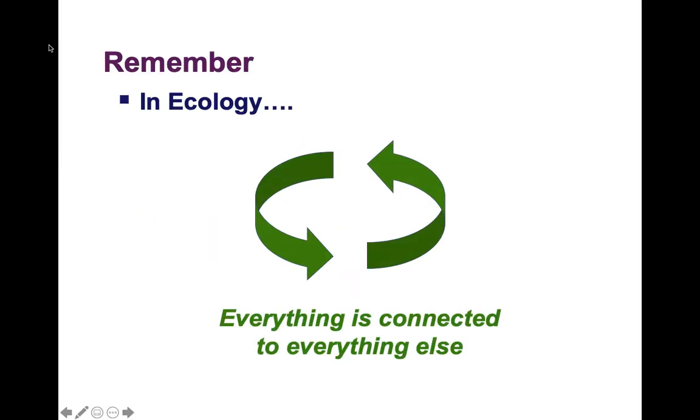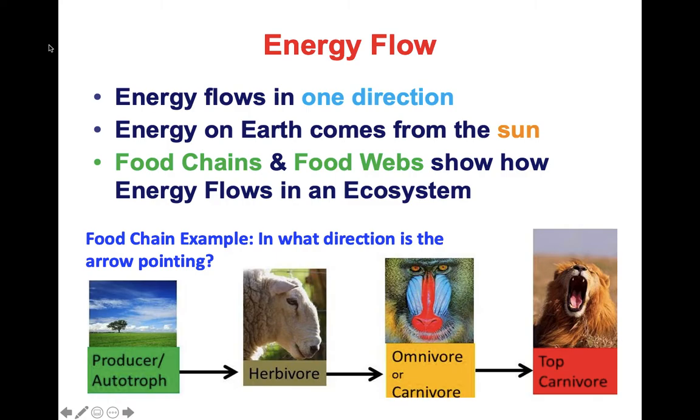So let's remember that in ecology, everything is connected to everything else. So this is one of the important themes that we've been looking at since the beginning of the unit. So what is energy flow? So we need to know that energy flows in one direction and that energy on Earth comes from the sun. Food chains and food webs show how energy flows in an ecosystem.